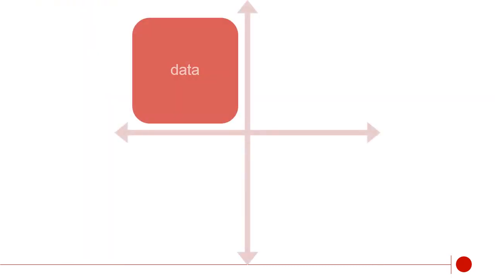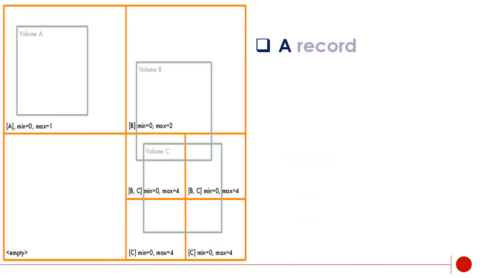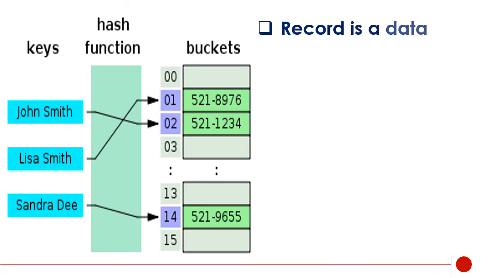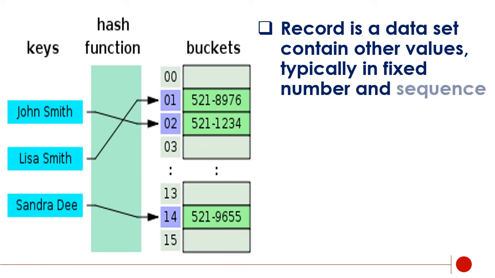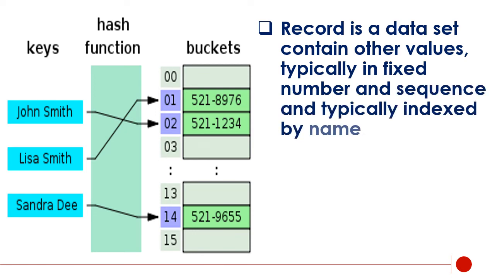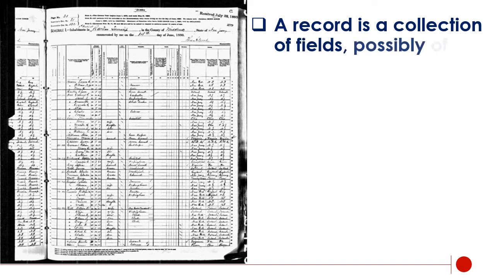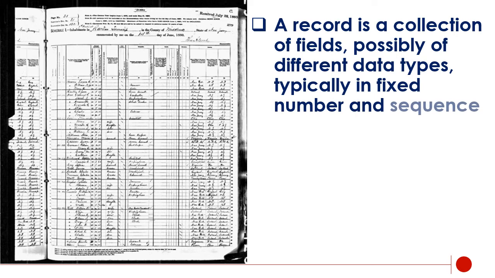A data structure is a collection of data, relationships, functions, or operations. A record, also called tuple, is an aggregate data structure. A record is a data set containing other values, typically in fixed number and sequence and typically indexed by name. A record is a collection of fields, possibly of different data types, typically in fixed number and sequence. The fields of a record may also be called members.